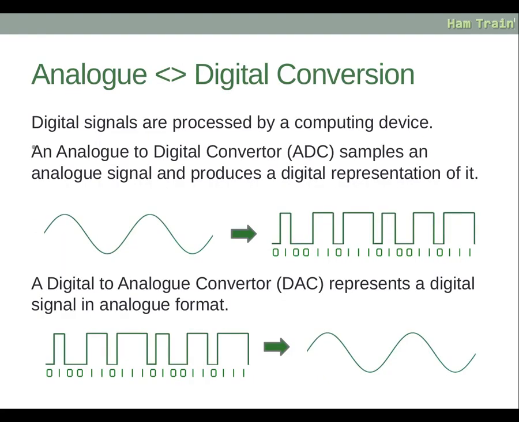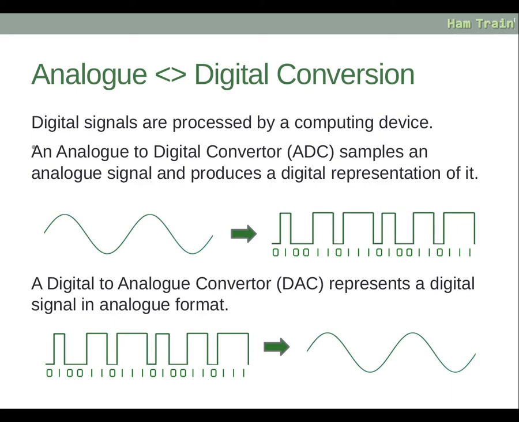So, analog and digital conversion. Digital signals are processed by a computing device. An analog to digital converter samples an analog signal and produces a digital representation of that analog signal. If we look here at the diagram, you'll see the wave, which is the analog signal. The computer will assess that and give a representation in digital form.